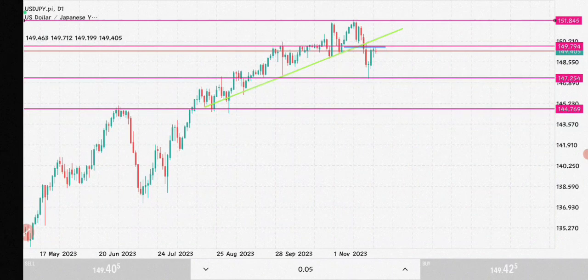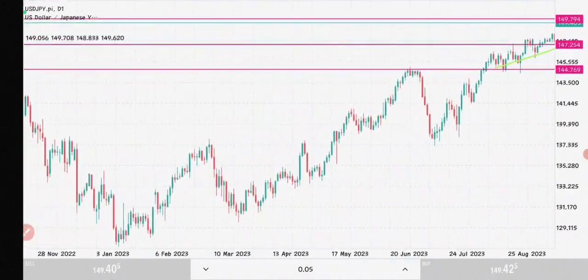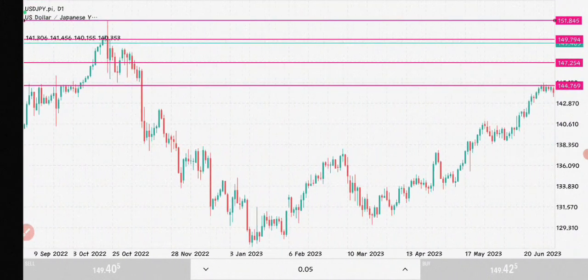Today I'll be looking at USD/JPY on the daily time frame. As we can see, the market has been in an uptrend for a very long time.